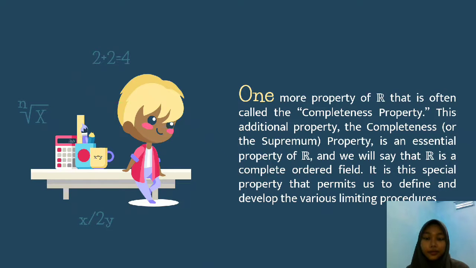One more property of R that is often called the completeness property. This additional property, the completeness or the supremum property, is an essential property of R, and we will say that R is a complete ordered field. It is the special property that permits us to define and develop the various limiting procedures.